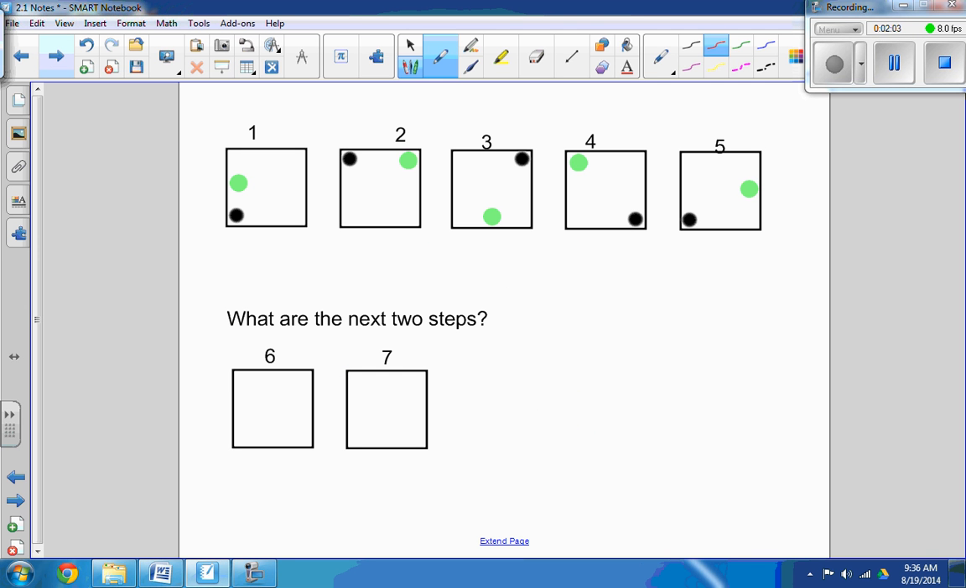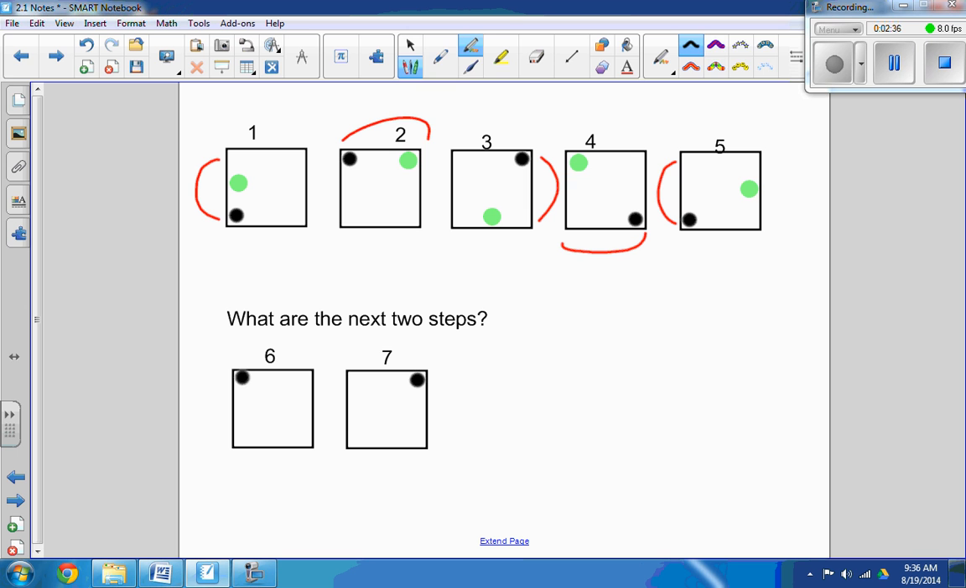So let's look at this pattern. Let's see what we can identify and figure out what the next two steps are. Okay, so we've got this black dot that moves here, then moves here, then moves here, then moves here. So my guess is the black dot's going to move there. So it'll be here, and then it'll move to here on steps 6 and 7.